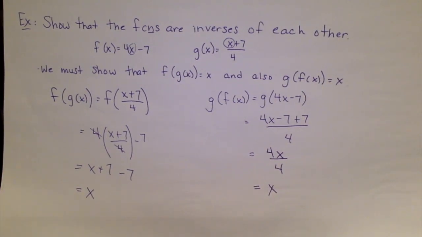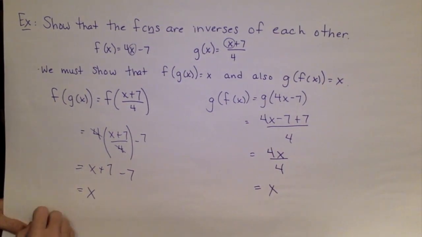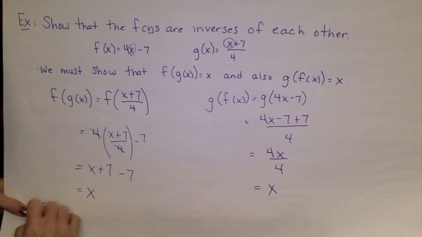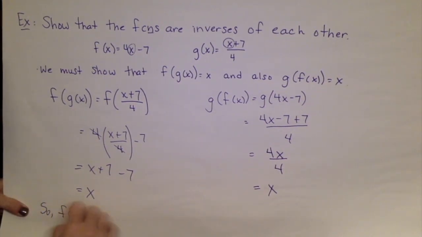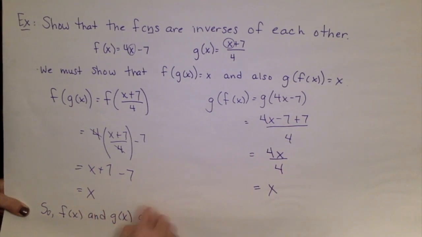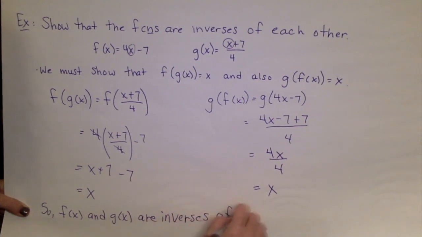We can write our final statement down here. So f of x and g of x are inverses of each other.